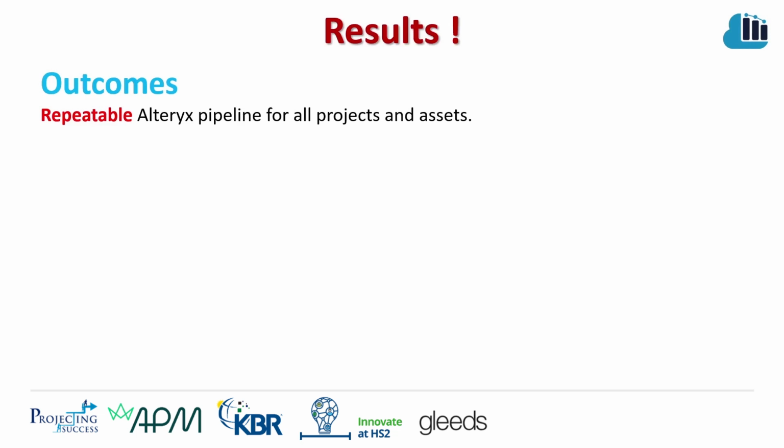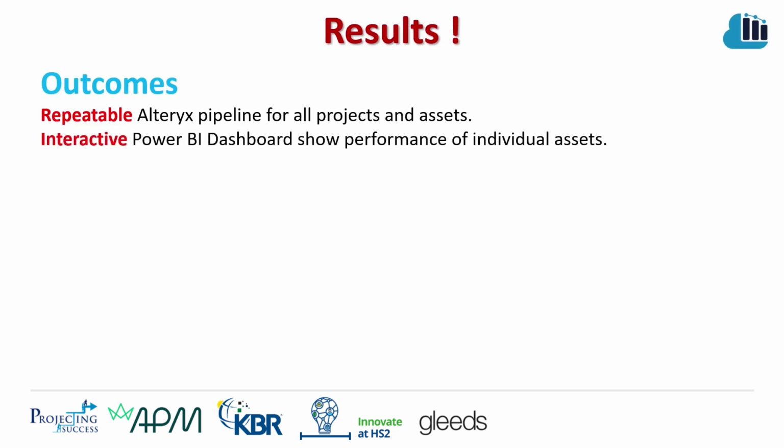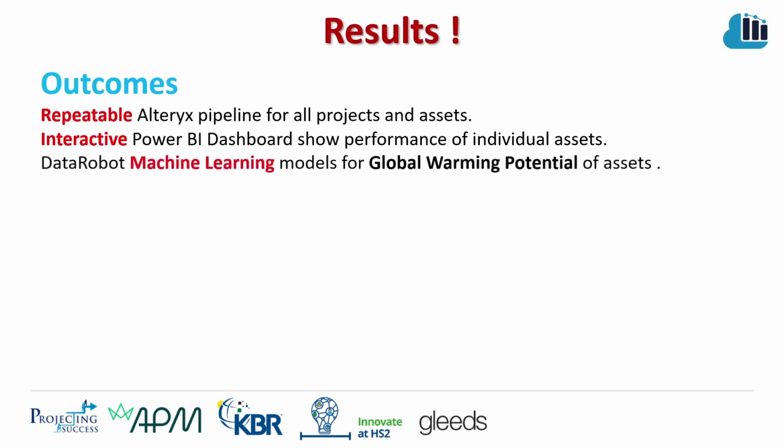What have we done? Well, we got a repeatable Alteryx pipeline for all those projects and assets. We repeatedly get all that data back together. We've got an interactive Power BI dashboard, so the performance of those assets, and of course that machine learning model. Wasn't that brilliant for the global warming potential of all those assets? Material was that number one predictor we determined.